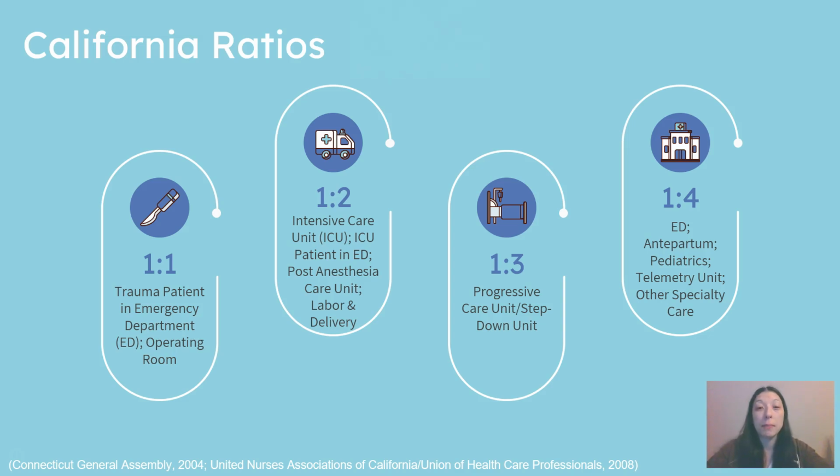Nurse-to-patient ratios should be based on patient acuity with set max ratios for unit type. 1-to-1 for a trauma patient in the emergency department or operating room patient. 1-to-2 for the intensive care unit or an ICU patient in the emergency department, the post-anesthesia care unit, or labor and delivery. 1-to-3 for progressive or step-down unit. 1-to-4 for patients in the ED not otherwise specified, antepartum, pediatrics, the telemetry unit, and other specialty care units.